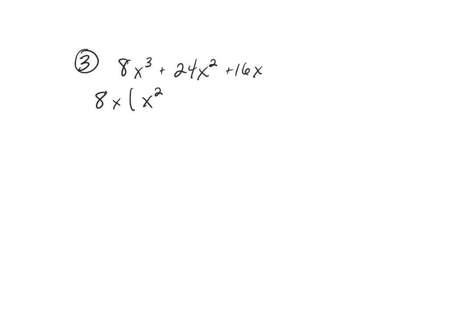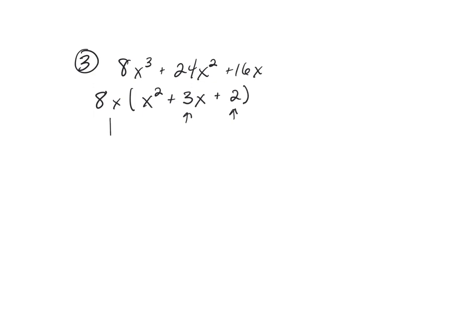24 divided by 8 is 3. x squared divided by x is simply x. 16x divided by 8x is 2 because my x's cancel. So this is going to be a case 1. So for this one, I need two numbers that multiply to give me 2 and add to give me 3.